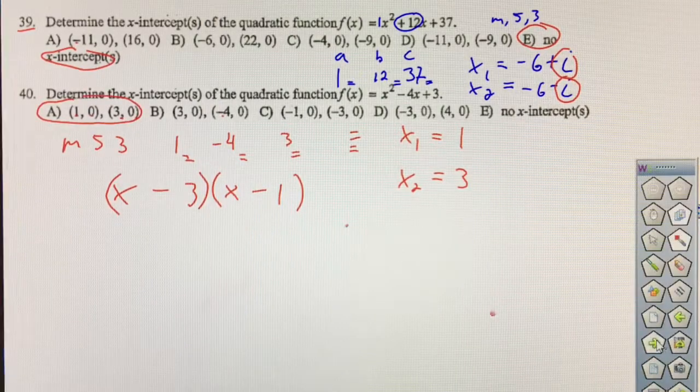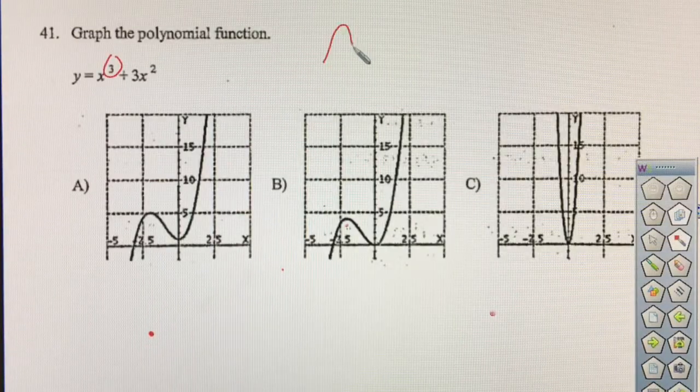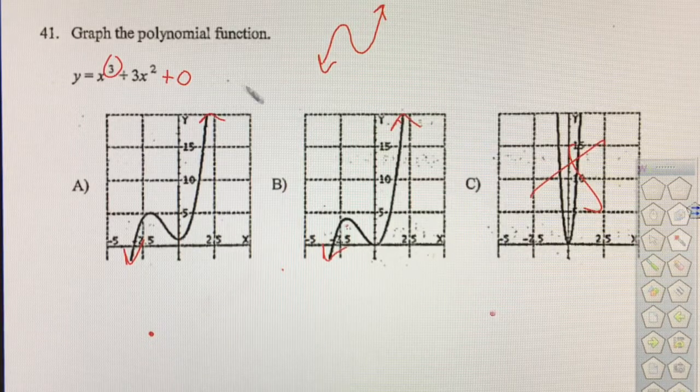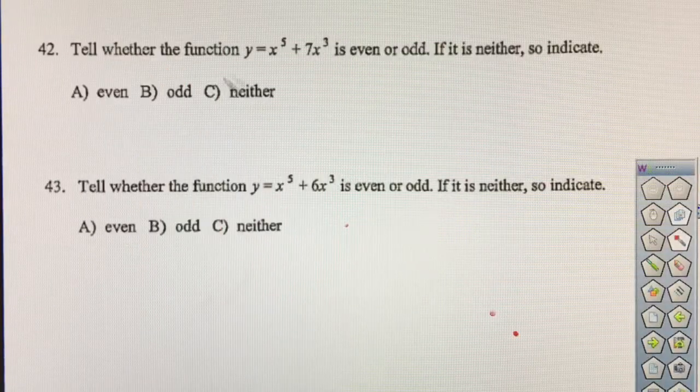Choice A. X cubed, we should know that x cubed looks like that. There's no plus number over here, it's actually plus 0. Since I know that end behavior is going to be down on the left, up on the right, it can't be choice C. Now, notice it has a plus 0. That means it's got to go through 0, 0. This one doesn't. It goes through 0, 2. This one touches at 0, 0. That means choice B is one of my answers. Even, odd, or neither.